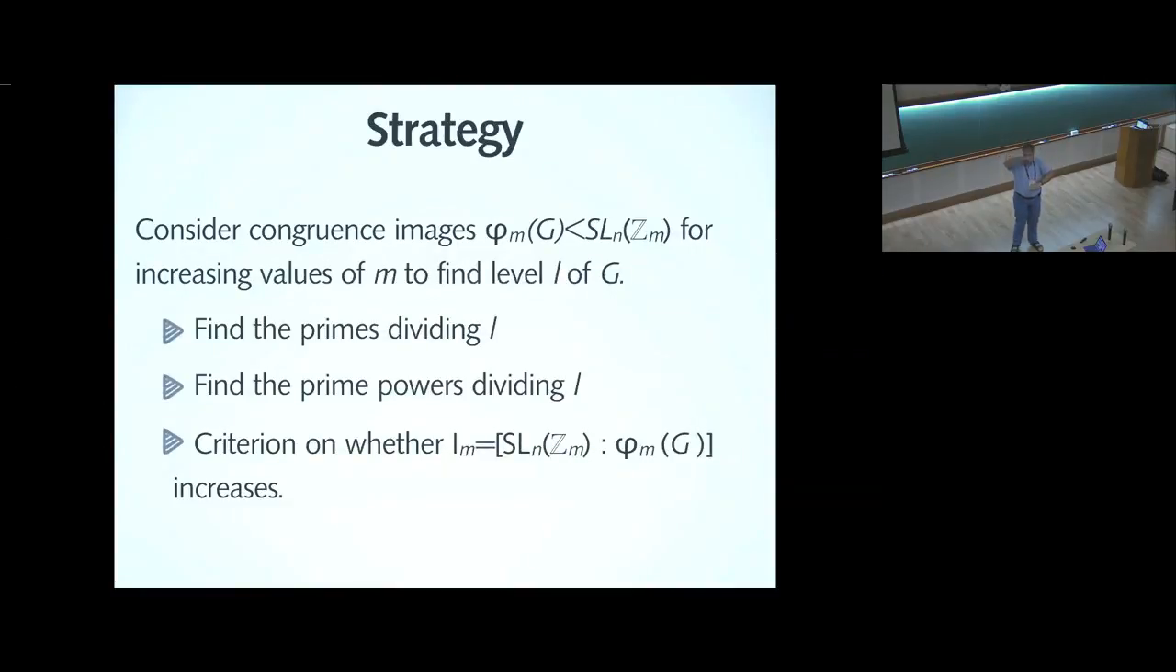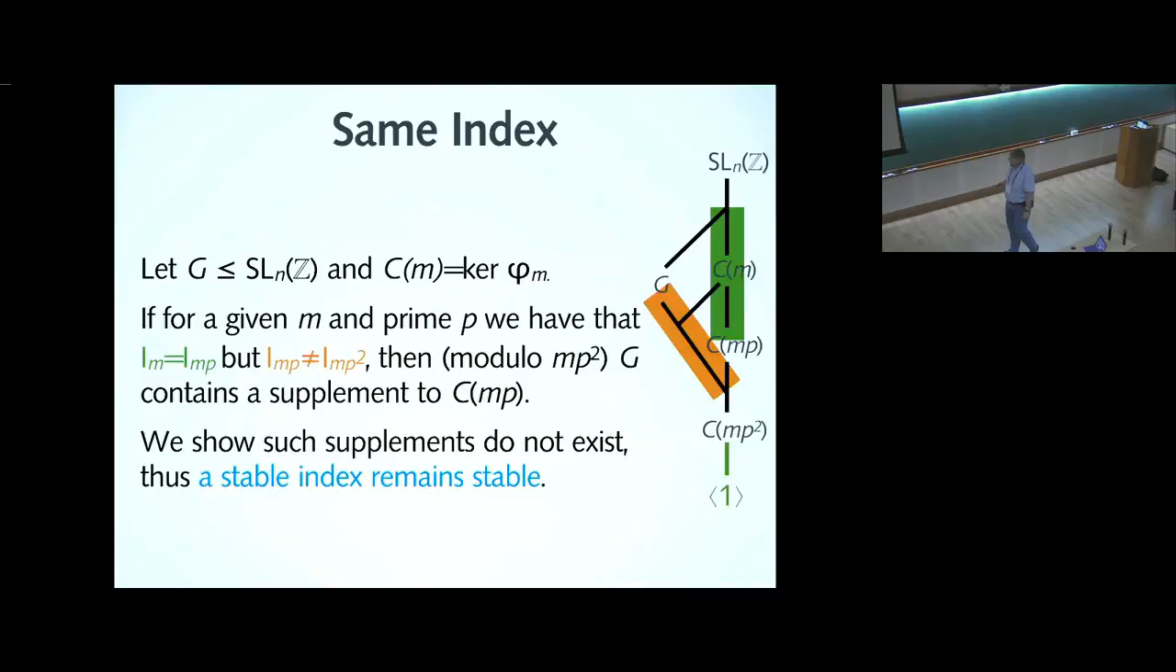If the index increases, I continue. And at some point, the index doesn't increase anymore. And the main tool is a theorem which we've proven, which says, with some exceptions, once the index remains stable, if the modulus gets bigger by adding a further prime, then I don't need to look at that prime anymore. Then I have the maximal prime power I need. So, how does this work?